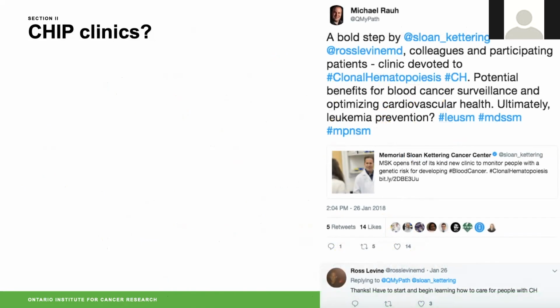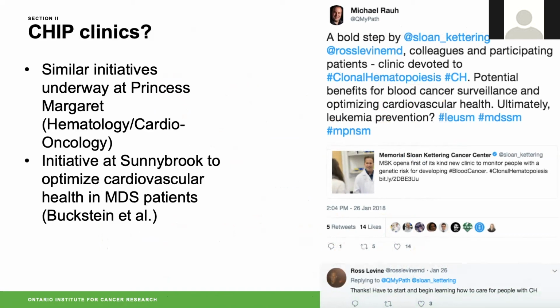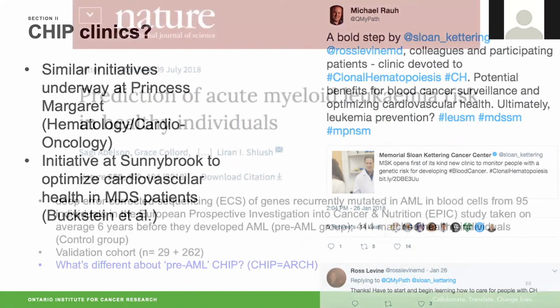Okay, close to wrapping up here. Now, what about CHIP clinics? Should we be profiling people for CHIP? And so this is on Twitter. I just noticed that Memorial Sloan Kettering is starting to do this. And I understand from discussions today that similar initiatives are underway here in Toronto. So should we be doing this? It's already starting. And the idea here would be to do surveillance to optimize cardiovascular health, for example.